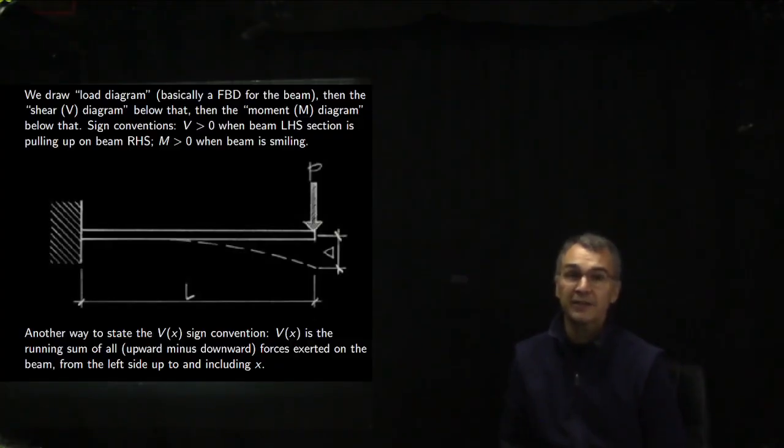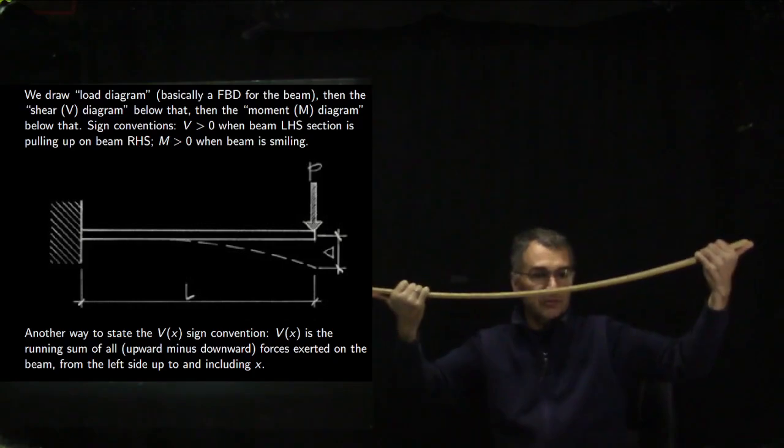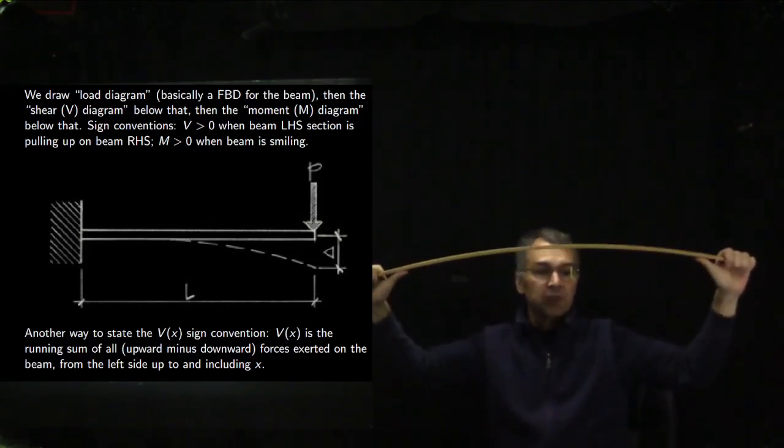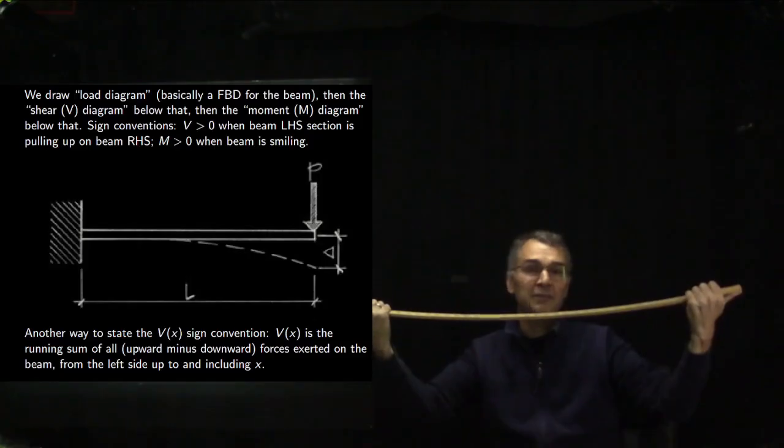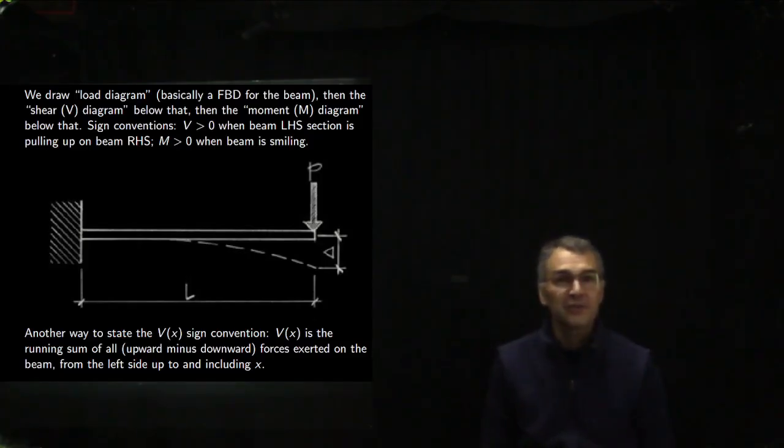And we have some funny sign conventions here. So the sign convention for the shear, which is a capital V, is that V is bigger than 0 when the left-hand side of the section is pulling up on the right-hand side. And the sign convention for the moment is even weirder. The sign convention for the moment is that M is positive when the beam is smiling and M is negative when the beam is frowning. And Professor Farley likes to say, a positive moment makes the beam smile. We're going to see all this in numerous examples, so don't worry if it's a little bit hard to absorb on the first statement.